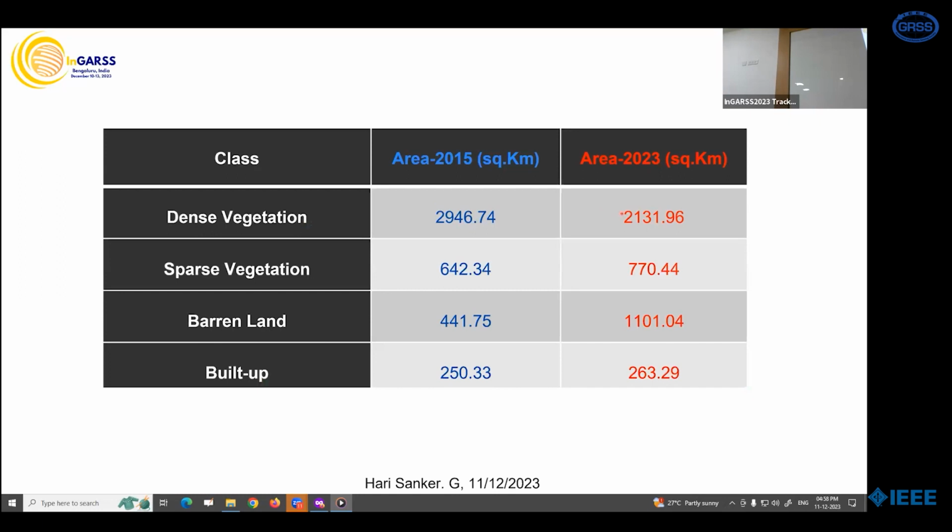Clearly, there is an increase in the amount of sparse vegetation, barren land, and built-up areas, and a decrease in the dense vegetation area, as is evident from the land use and land cover classification that we have obtained for the region.